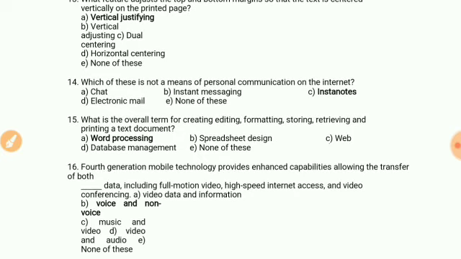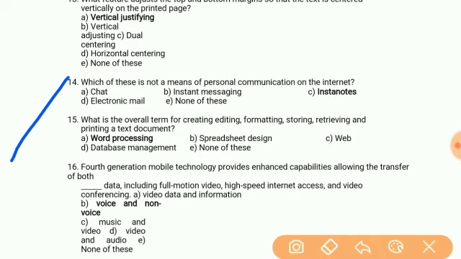Then which of these is not a means of personal communication on the internet? Personal communication is chat, instant messaging, electronic mail. So this one, Insta notes, is not a means of personal communication. Then what is the overall term for creating, editing, formatting, storing, retrieving and printing a document?